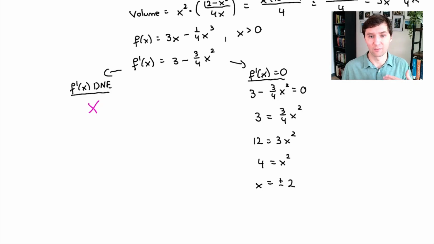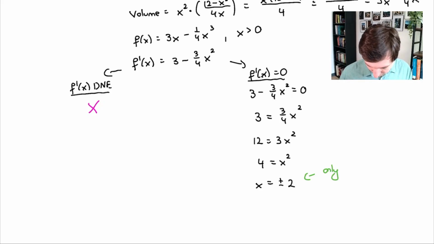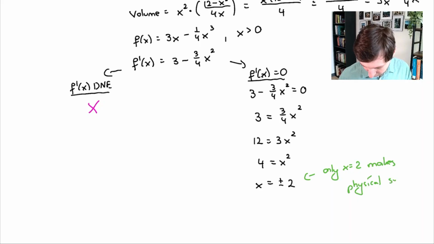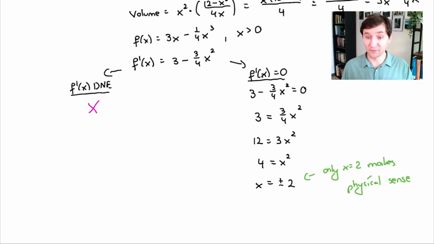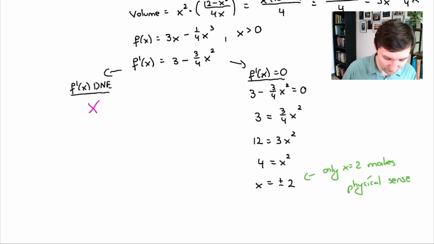Because x must be positive, only x equal to 2 makes physical sense. It is inside of the domain of our function. That's the only x I will take into consideration. This number is a candidate for where the absolute maximum occurs. Let's check if we indeed have the absolute maximum there by using the second derivative test for absolute extrema.